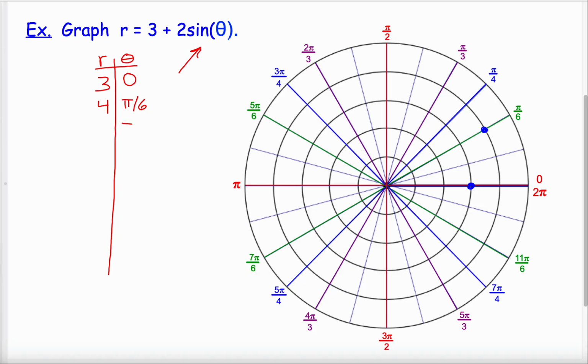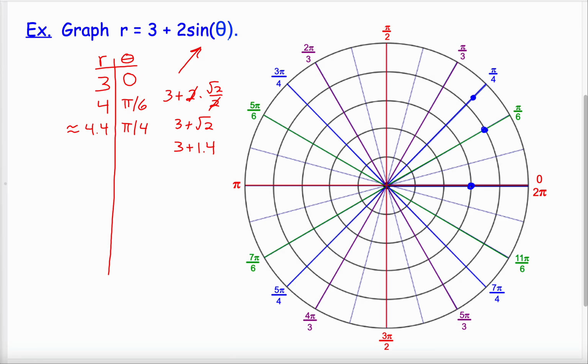All right, let's pick another one. How about pi over 4? What's the sine of pi over 4? That's not a nice number. That's square root of 2 over 2. The 2's cancel, so we get 3 plus the square root of 2. How do I graph that? Well, the square root of 2 is about 1.4. So that's going to give us approximately 4.4. So I could graph that right about here.